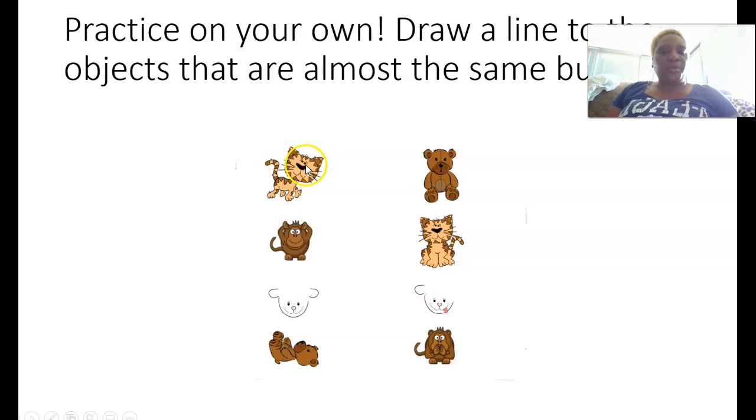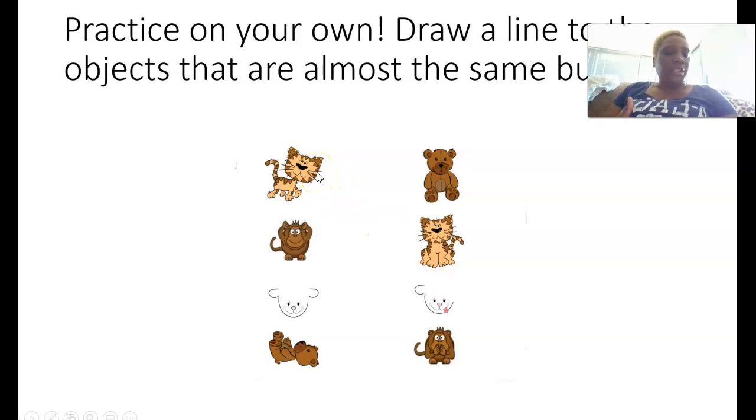So let's look at the first one. This is a little cat. I'm going to look on the right side. I'm going to see if there's another cat. Oop, I found it. I'm going to draw a line. That's something that is almost the same. I noticed that they're almost the same, but there's a little difference. The way that they're turned is different. So that's something that's different about them too.